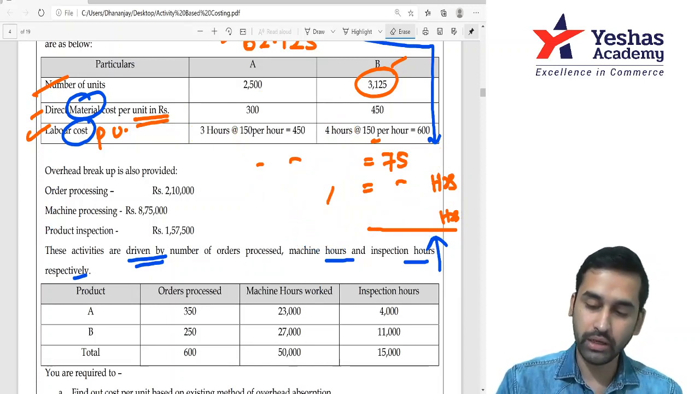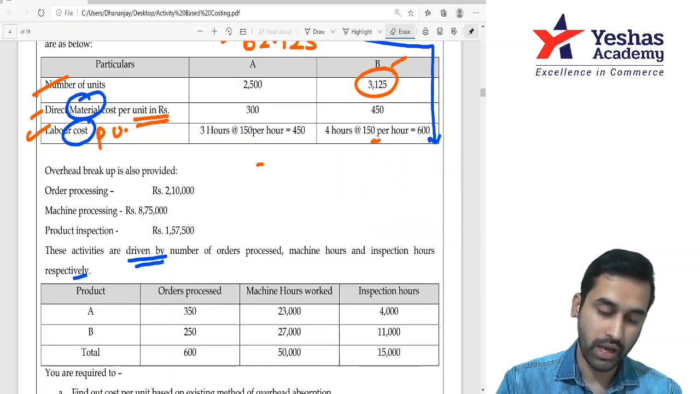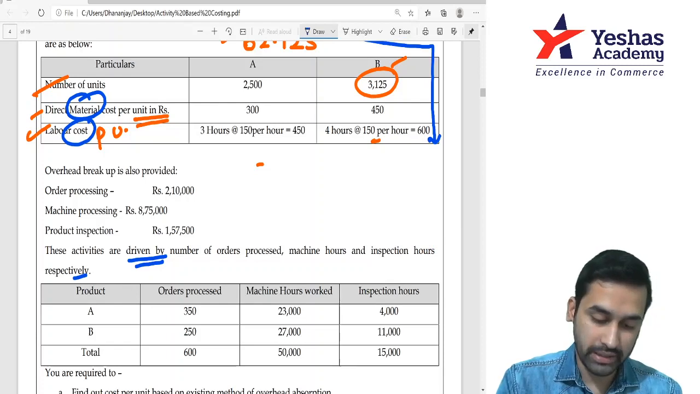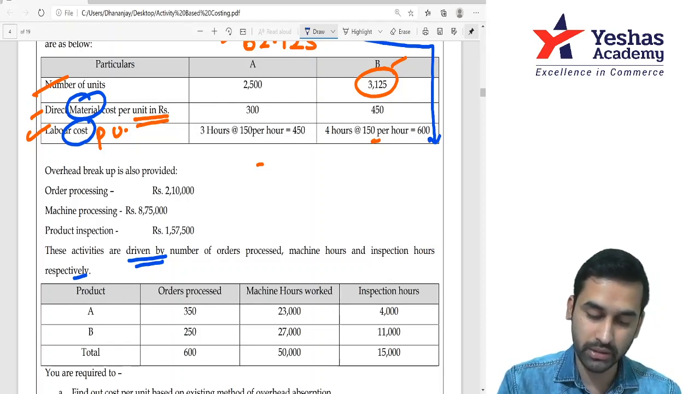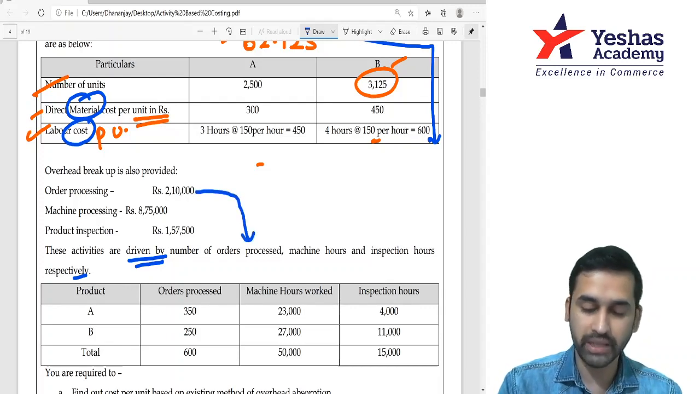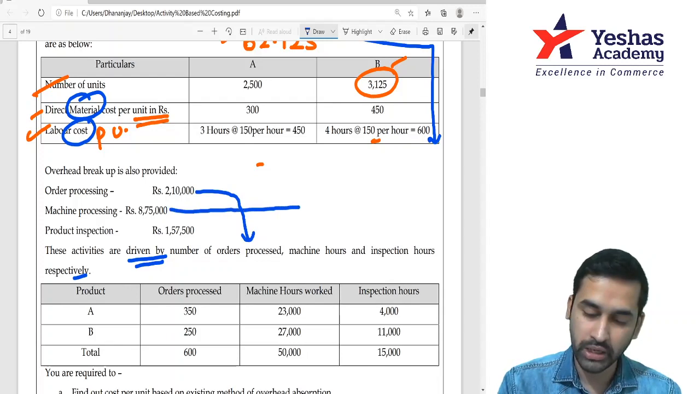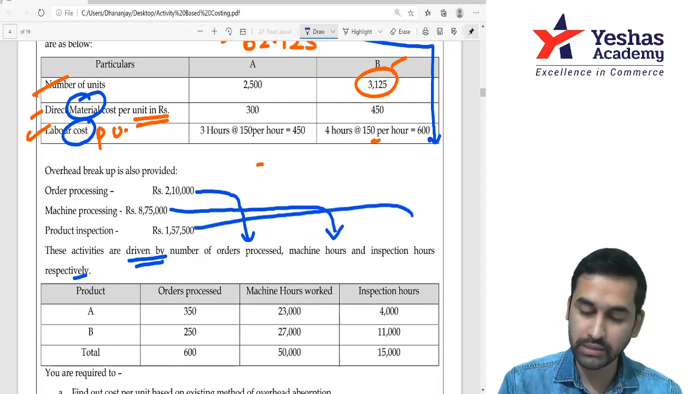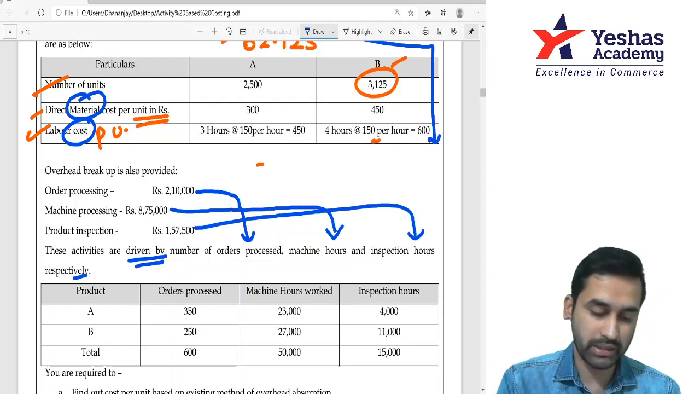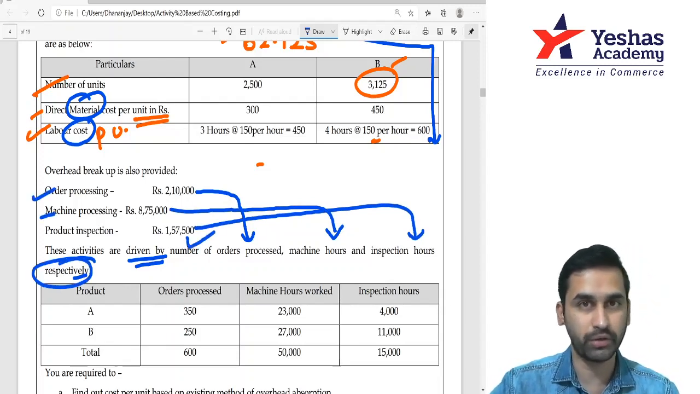They have given three overheads to you. Which three? Order processing, machine processing and product inspection. Then they said these activities are driven by orders processed. That means this 2,10,000 is based on number of orders processed. This 8,75,000 is based on machine hours, and this 1,75,000 is based on inspection hours, because they said respectively. That means first one is for the first, second for the second and third for the last.